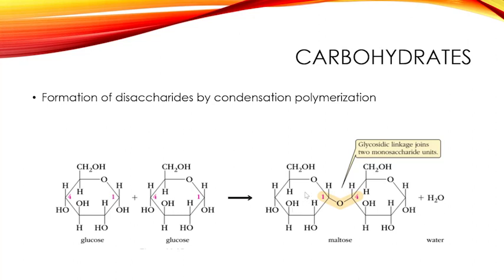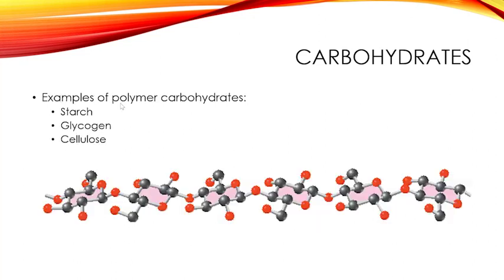The linkage between the two simple sugars is what we call glycosidic bonds. Remember the term glycosidic linkage or glycosidic bonds. So if you have two or more simple sugars combined together, the links between them are called glycosidic bonds. Again, this is an example of a polymer carbohydrate, or a polysaccharide.